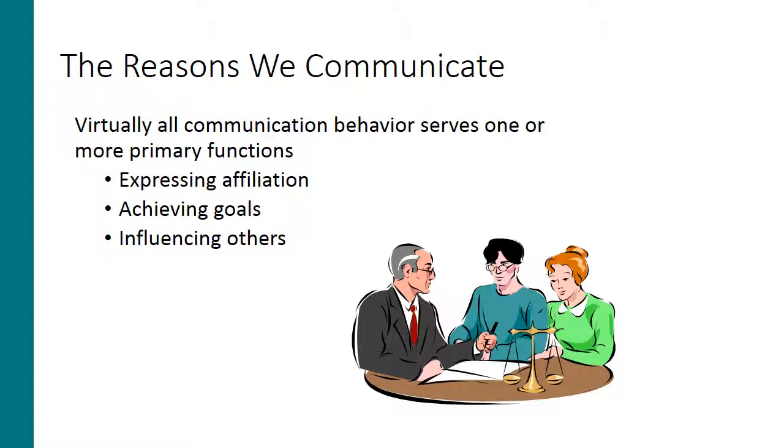So why do we communicate? We communicate, according to the textbook, for 3 primary functions. One is to express our affiliation, another is to achieve goals, and another is to influence others.